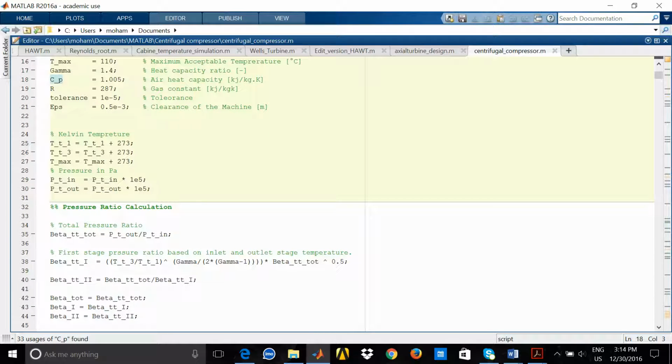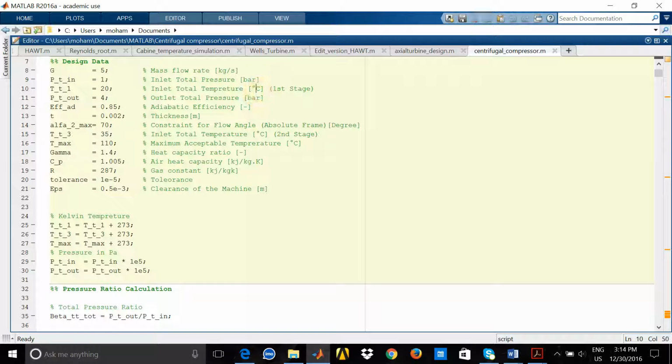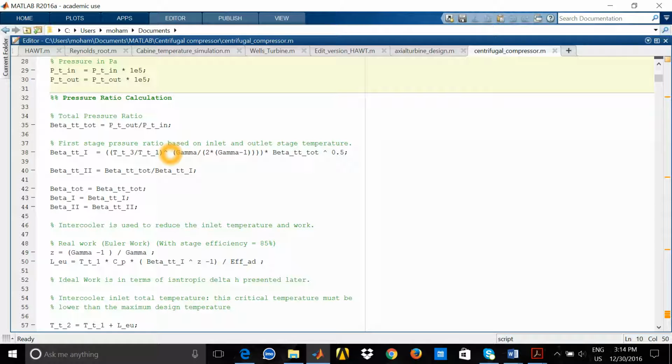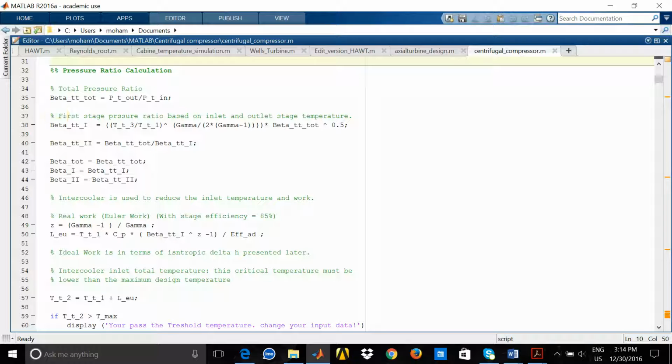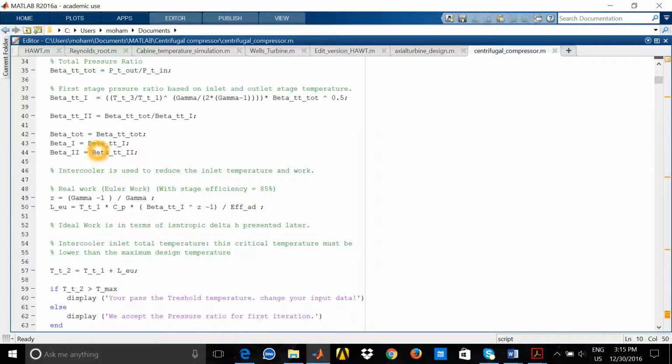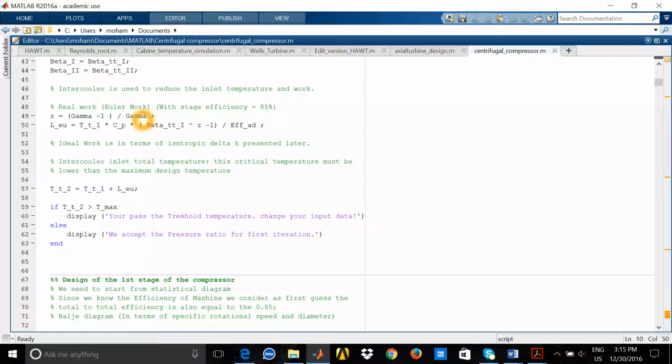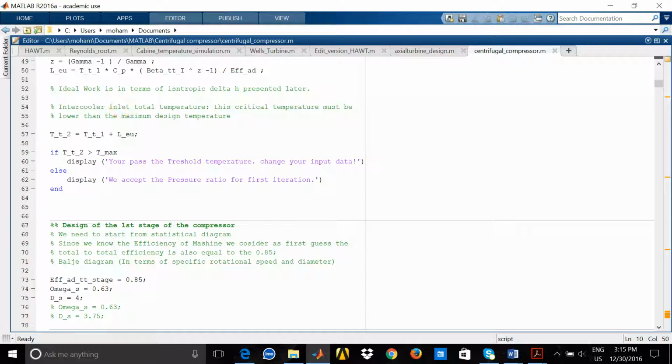First of all, I convert all the temperature and pressure to Kelvin and Pascal, because I had bar in the data. I have 20 degrees centigrade and 4 bar. Pressure ratio calculation. First of all, we need to calculate the pressure ratio. What I have is total pressure, and of course, the ratio of the total pressure. For the first stage, the pressure ratio, beta, is given by these expressions. And by these calculations, this is Euler work, real work, which is done by the compressor first stage. This is the check of the temperature, which is lower than the constraint one.